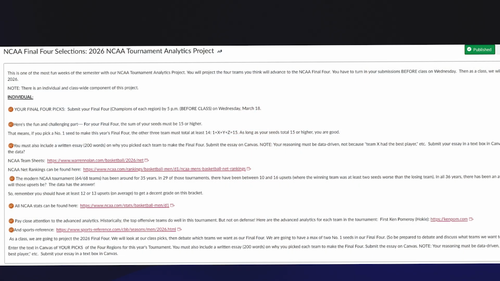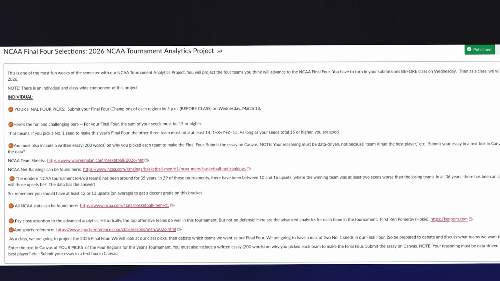So if you pick 2 number 1 seeds to make the Final Four, which has happened in the past, that means you've got to have a 7 or a 6 or both on the other side, right? So those are your Final Four teams. Now, again, there's a class component to this as well, because we're going to determine our class-wide Final Four teams. There's also a written essay component to this.